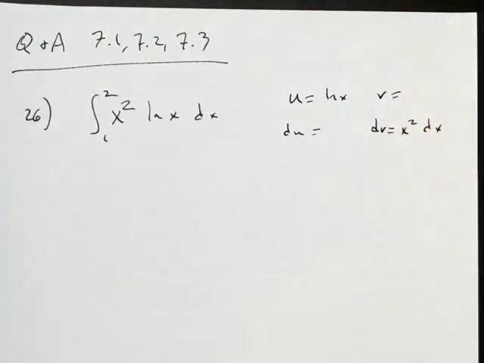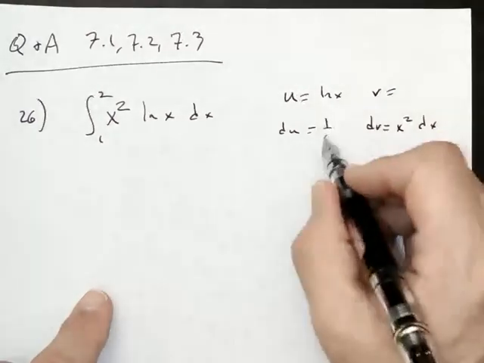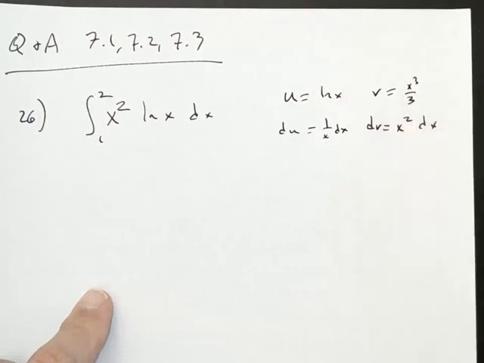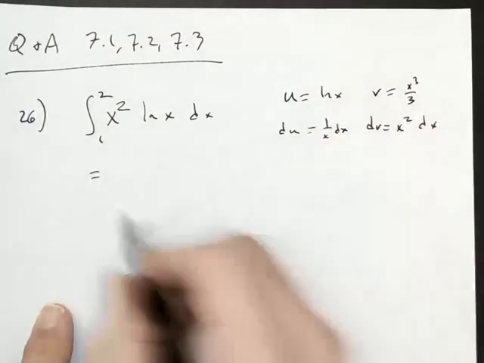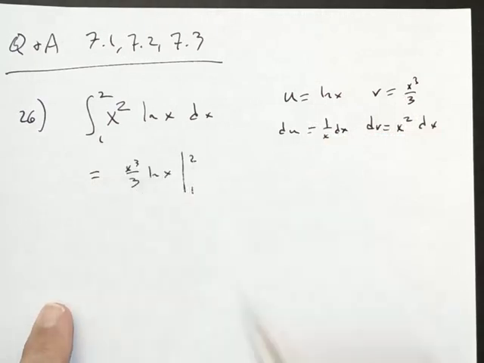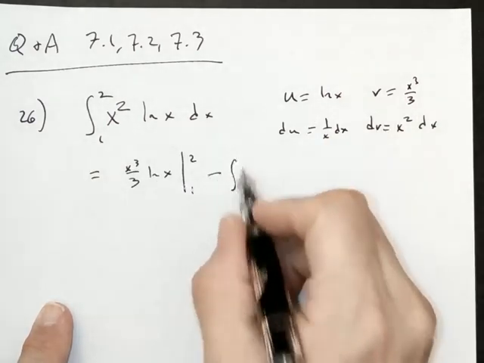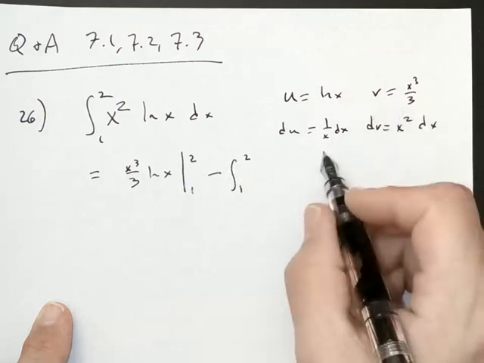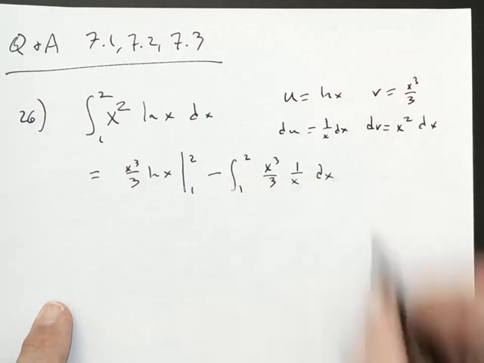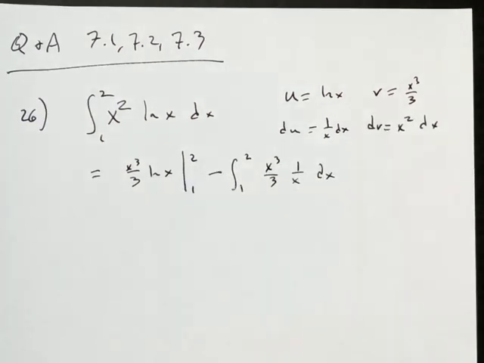So now I need to fill in the other parts. Du, V. Great. UV evaluated, because this is a definite integral, minus definite integral, V du. You good from here? Or do you want me to do more?